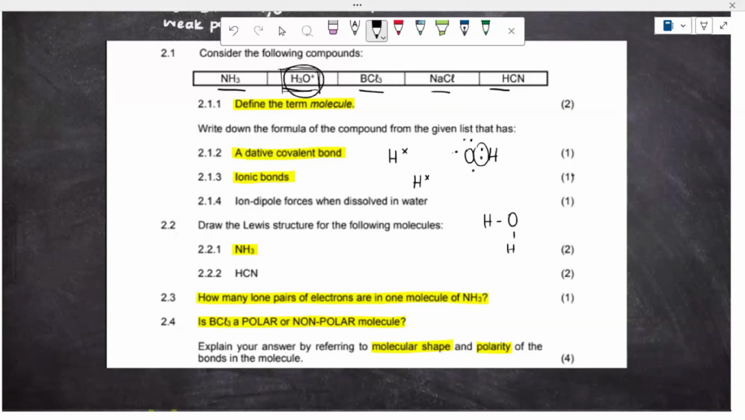Then 2.1.3 asks us which out of all of these options would have ionic bonds. To remind yourself, ionic bonds are between nonmetals and metals. So which of these do we have nonmetals and metals binding with one another?